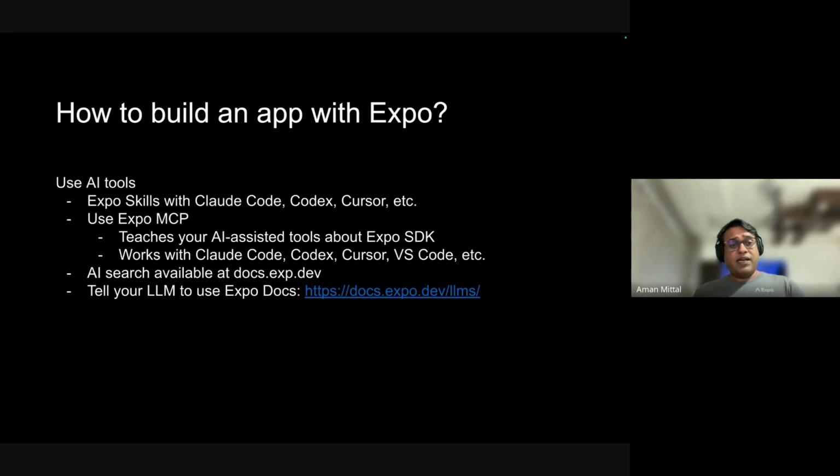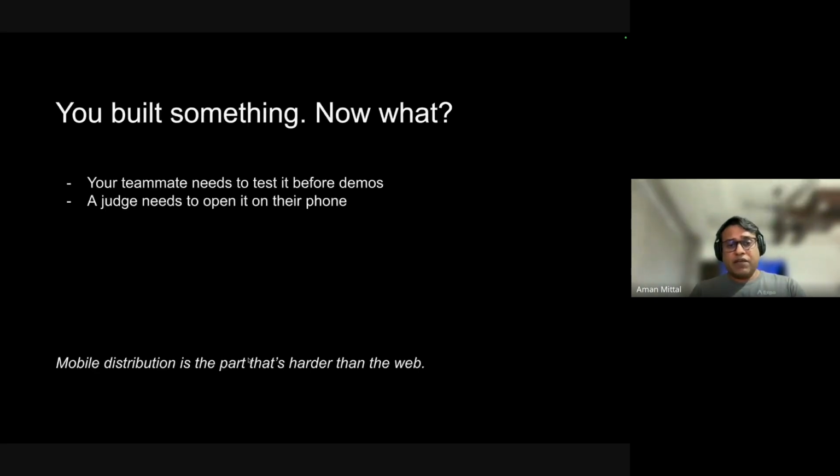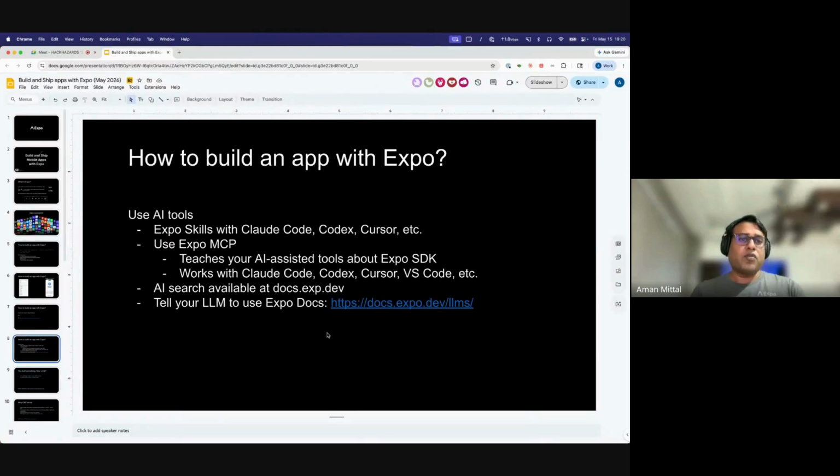If you use AI tools, please use AI tools. I would highly recommend them. Expo has a bunch of tools, basically three tools. One is Expo Skills. The second one is Expo MCP, and the third one is our docs. I'll quickly give you folks an overview of how it works and what it does, so you're familiar with it.